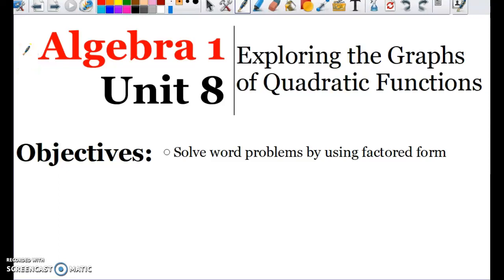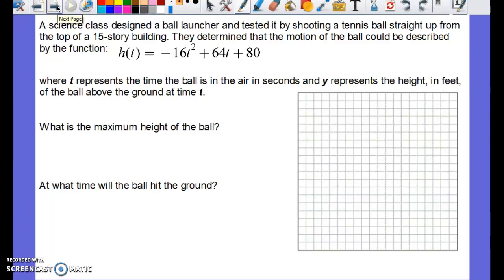Welcome to the lesson on word problems in Unit 8. We're going to use the graphs of quadratic functions in factored form to answer problems about the real world. Let's say that your science class designed a ball launcher and is going to test it by shooting a tennis ball straight up into the air from the top of a 15-story building.